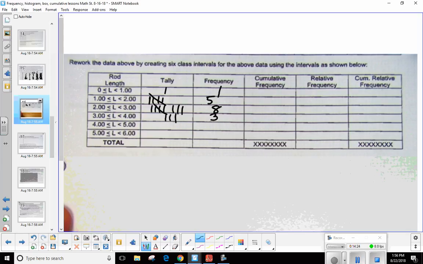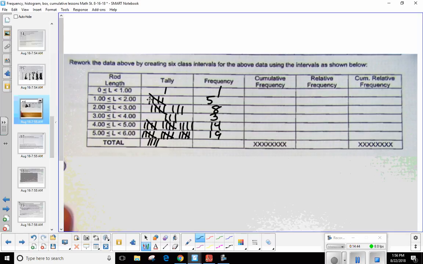1, 2, 3. Between 4 and 5, 14. So 1, 2, 3, 4, 5. 1, 2, 3, 4, 5. 1, 2, 3, 4. And between 5 and 6, 19. Okay, so 1, 2, 3, 4, 5. 1, 2, 3, 4, 5.